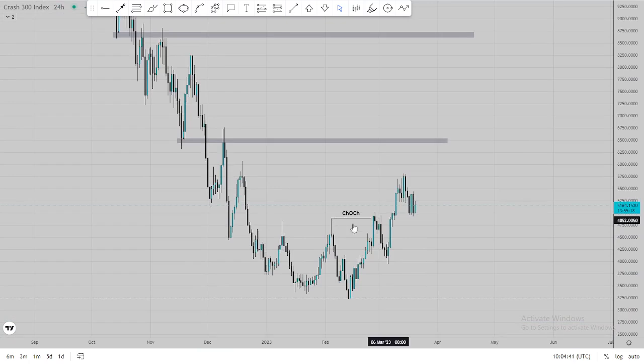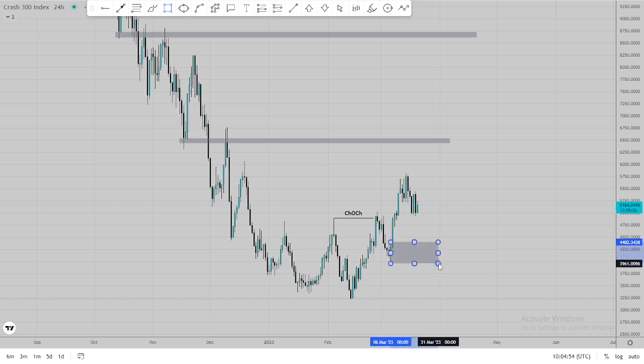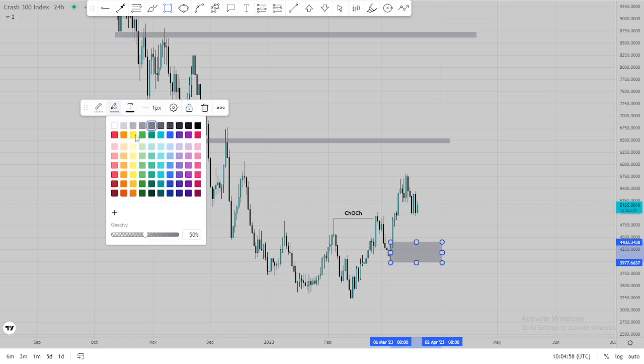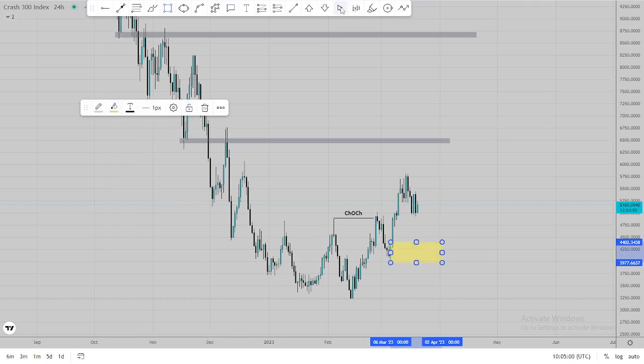So already after the change of character, remember what I said. After change of character, we always expect the market to come back and tap into a favorable gap or an order block that wasn't tapped. For example, this is an order block or a demand zone, right? I'm expecting the market to pull back there before it continues going up.